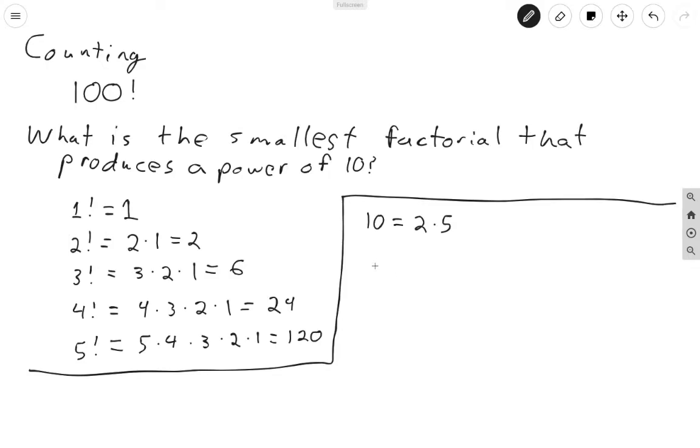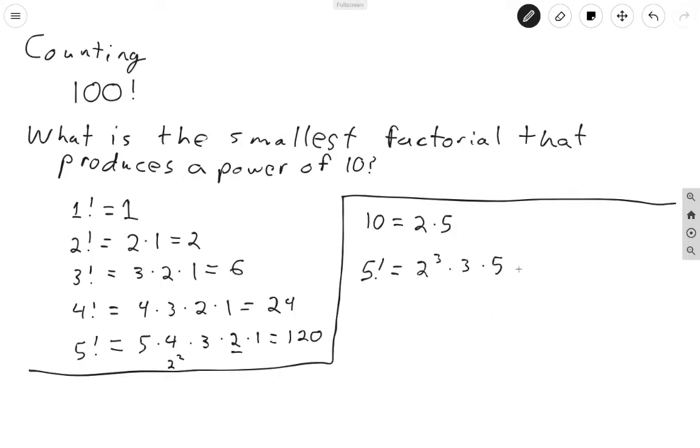Because essentially, we're always guaranteed to have a power of 2 once we get past 1 factorial. But we are not guaranteed to have a power of 5. To get a better glimpse of this, let's write 5 factorial in its prime factorization. So we have how many 2's? Well, we have the 2 that's here, and then we also have 2 2's from our 4. So that's a total of 3 2's, 1 3, and 1 5.